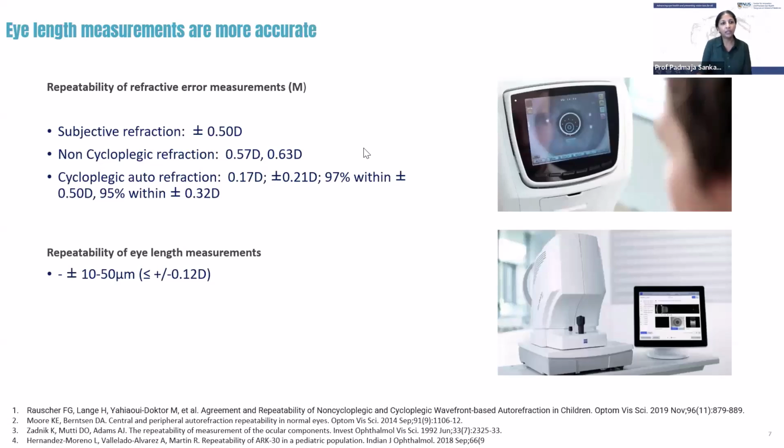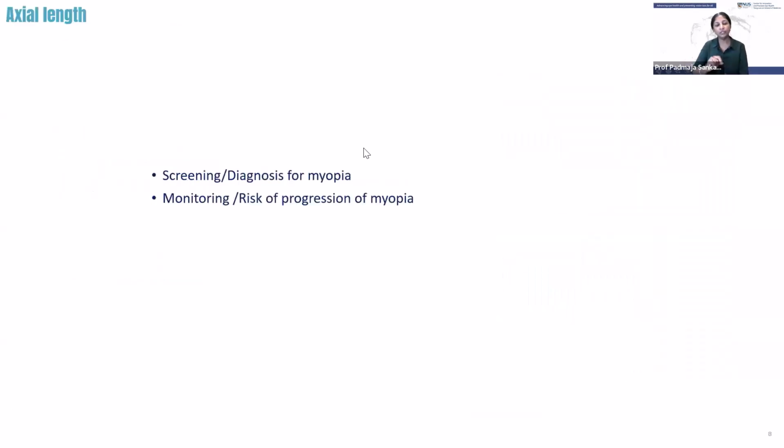However, when we look at the repeatability of refractive error measurements, what we see is that, especially with respect to subjective refraction, we are looking at variability, which is as much as plus or minus 0.5 diopters. And this variability increases with respect to non-cycloplegic refractive error measurements. When we look at cycloplegic refractive error measurements, we can see that they are more accurate. However, we do have an issue when we start comparing between instruments and techniques. In comparison, when we look at the repeatability of eye length measurements, especially with the modern day biometers, what you see here is that these instruments are highly accurate. And when we look at the repeatability and convert that to spherical equivalent measure, we are looking at as little as 0.12 diopters.